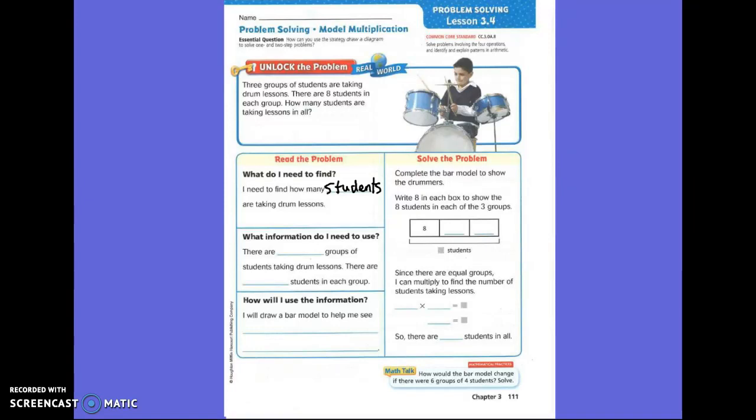Okay, so how many groups? Three groups of students are taking drum lessons. And how many students are in each group? Xander? Eight. Okay, how are we going to use this information? They said, I will draw a bar model to help me see what operation I need to use to solve the problem.